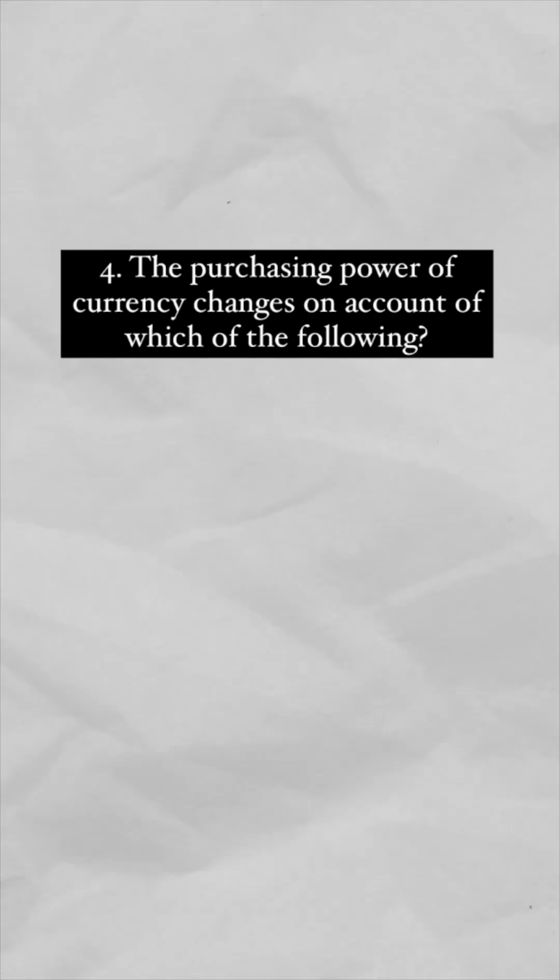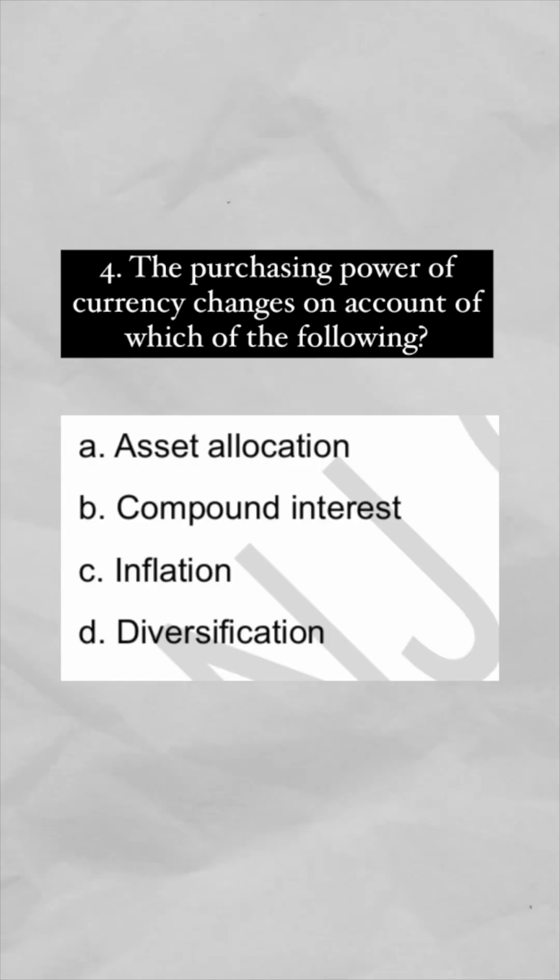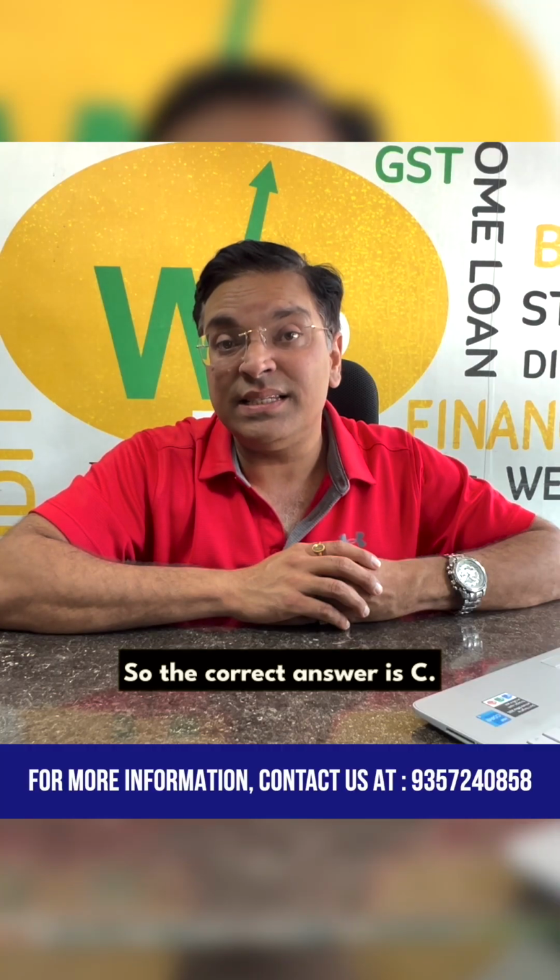Now we come to the fourth question. The purchasing power of currency changes on account of which of the following? A, asset allocation, B, compound interest, C, inflation, and D, diversification. So the correct answer is C.